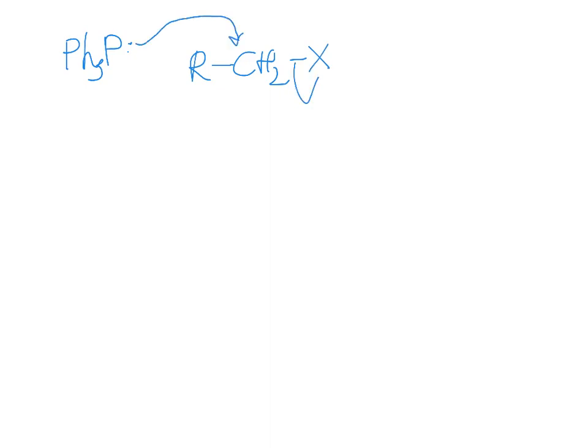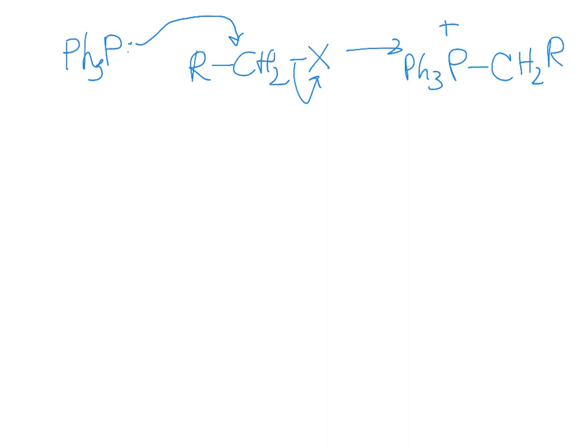Here's how we make our ylide. First of all, we take triphenylphosphine, lone pair on the phosphorus, and we have some sort of primary alkyl halide. So our phosphorus attacks the alkyl group, the halogen leaves, and then we have our triphenylphosphine stuck on whatever your group is.